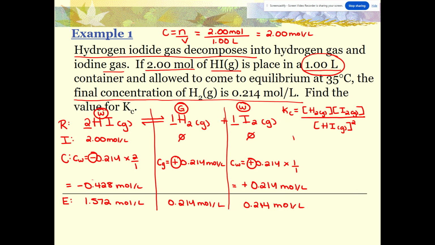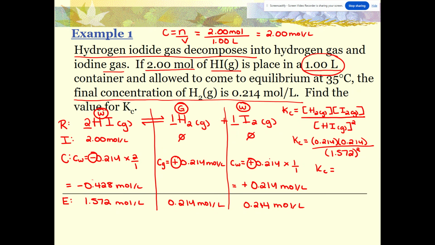So if I put my values in, my hydrogen is 0.214 moles per liter. I'm going to skip my units. My iodine is 0.214. And my HI is 1.572, and I need to square that. So if I put this into my calculator, 0.214 times 0.214 divided by 1.572 squared gives us an answer.